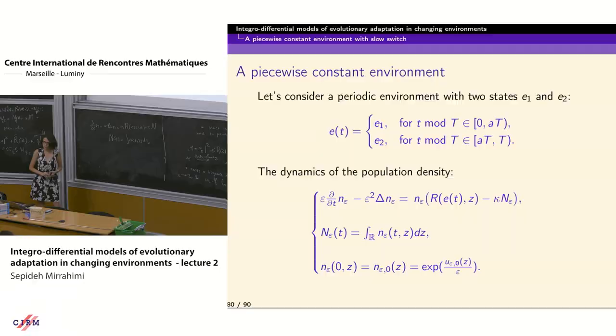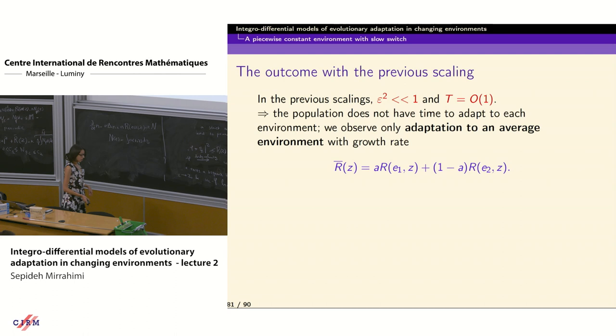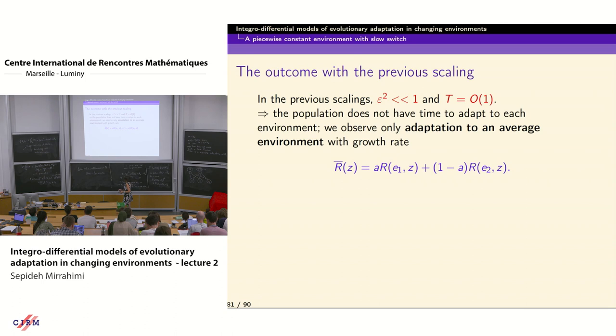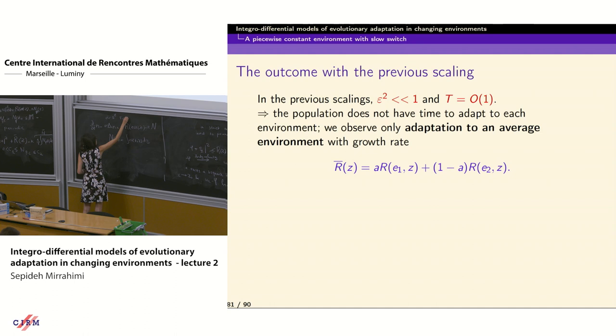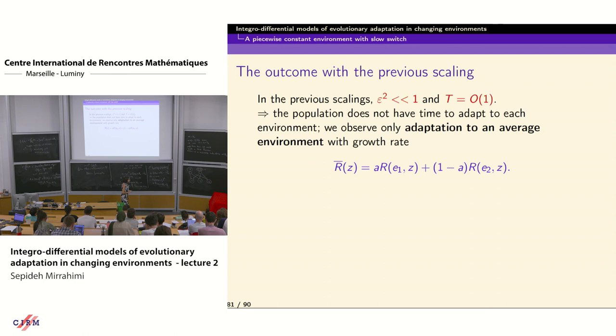And in the previous works, we had this scaling that we considered sigma equal to epsilon squared, with epsilon less than 1, and epsilon very small. And the period of the fluctuations was of order 1. So we had a small genetic variance, so the evolutionary time scale was slow. But the period of fluctuations was of order 1. And this made it so that the population did not have the time to adapt to the different states of the environment, but it would adapt to an average state of the environment.